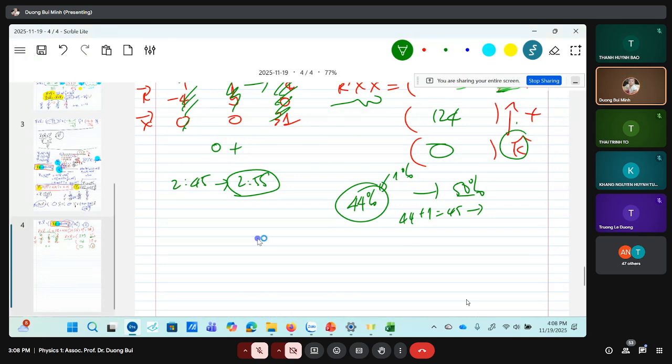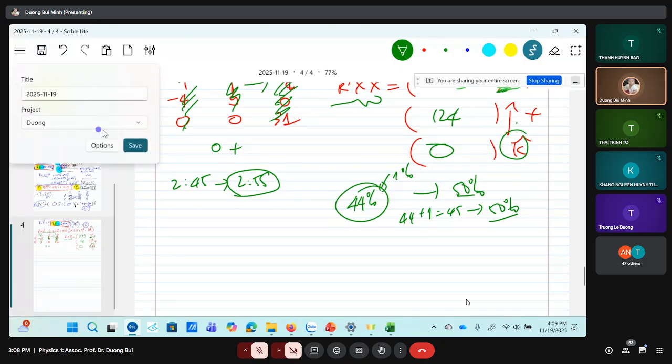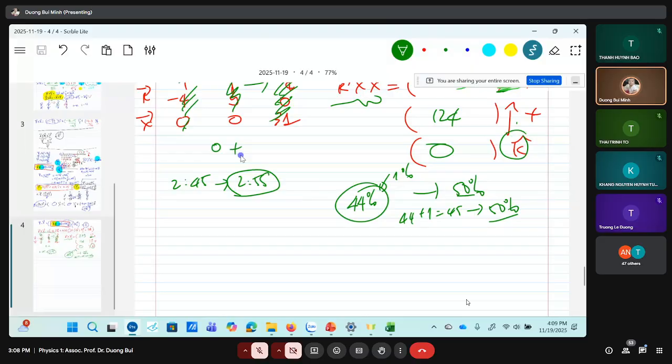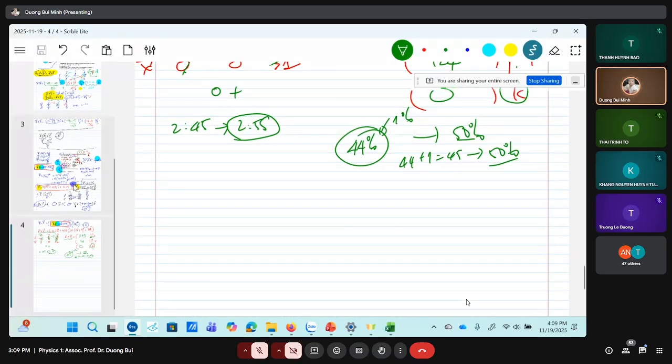Round it off so you can get 50%. You pass this course. So try to get more extra points, as many as possible. Of course, we have many multiple choice questions to let you have more opportunity to get extra points.